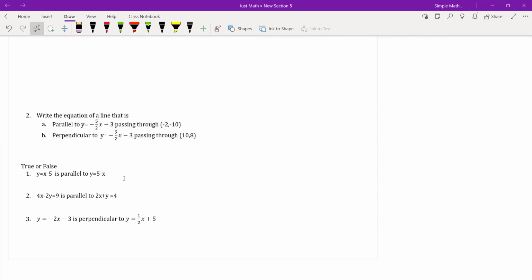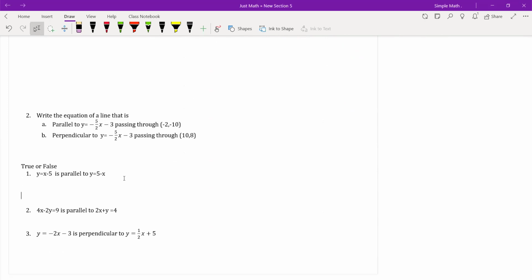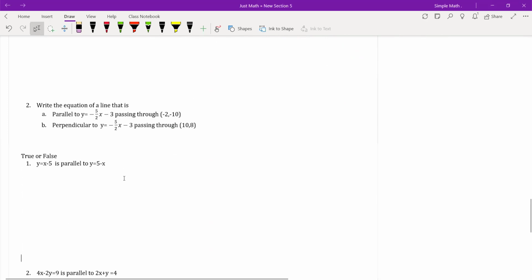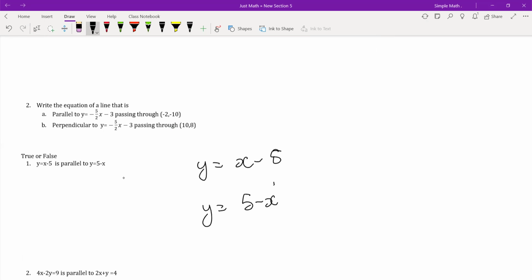But let's go to this true or false, something a bit stimulating too. True or false? Y equals x minus 5 is parallel to y equals 5 minus x. Are they parallel? Let's see. Y equals x minus 5. Then we have y equals 5 minus x. We can write this in slope intercept form, with the x coming first, so this will now be y equals minus x plus 5.